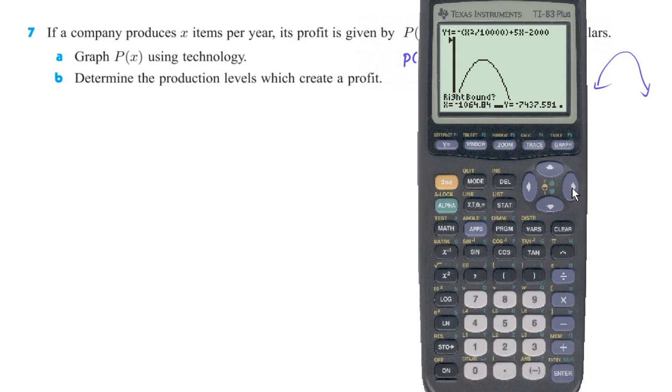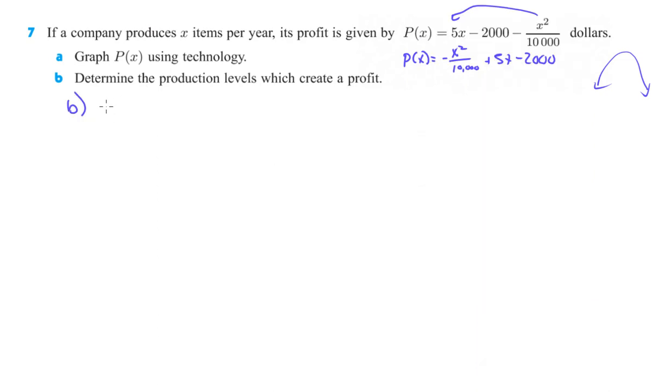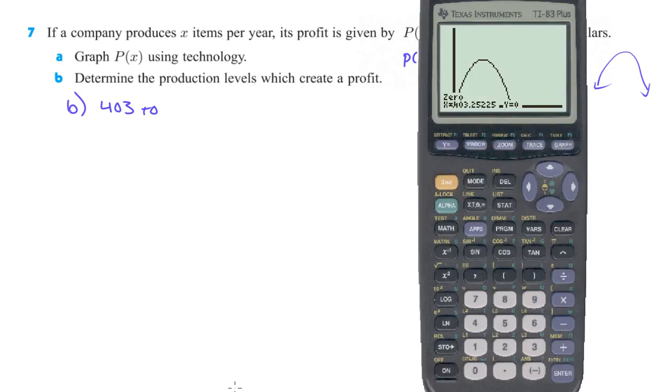Left bound, yep, that's good. And now I just need to move over until I know it's positive, which it's now positive. Push enter, and it says guess. Yeah, sure, give it a guess. 403. So for B, it's going to be from 403 items per year to, and then we get back into our graphing calculator.